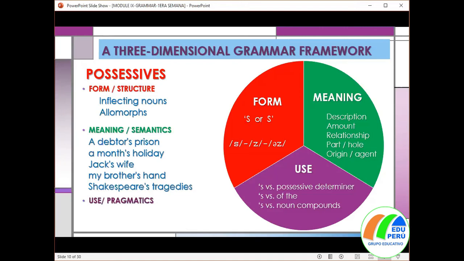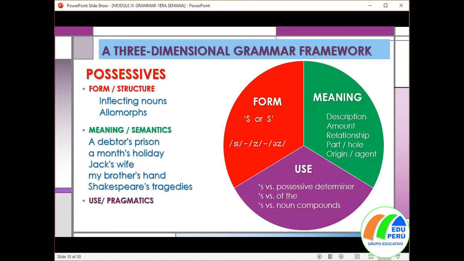The other, my brother's hand. You can say that this is a part and a whole. And the last one, Shakespeare's tragedies. You're talking about an origin and an agent. So notice, this is the meaning. A grammatical structure could have not just one meaning, but two or three, depending on the context you're using it in. And so you analyze the meaning.